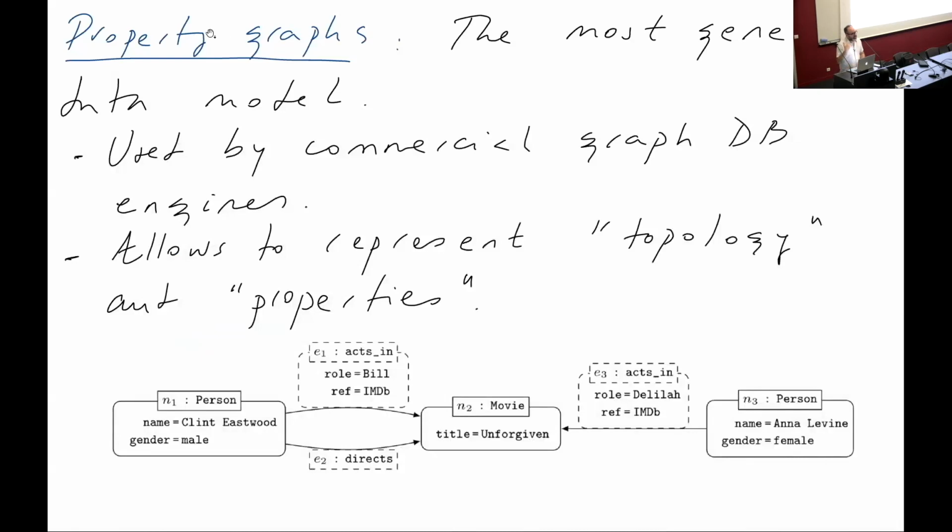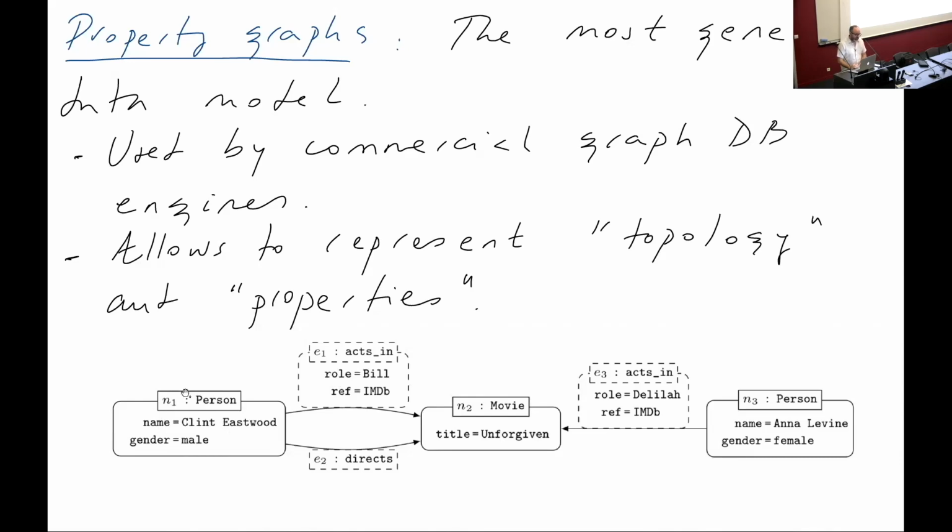So the most general graph database model today, and the one that is actually used by commercial graph database engines, is that of property graphs. Perhaps the simplest way to understand what a property graph is, is with a simple example. Here there is a property graph. We have nodes and we have directed edges. Each node and each edge is a small database. It's a small relational table. That's the way you can think about it.